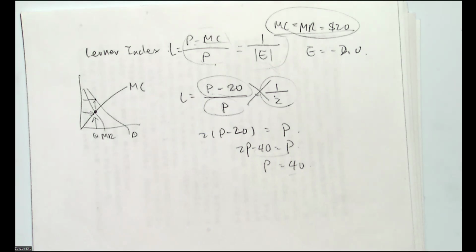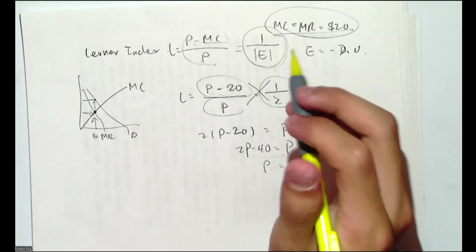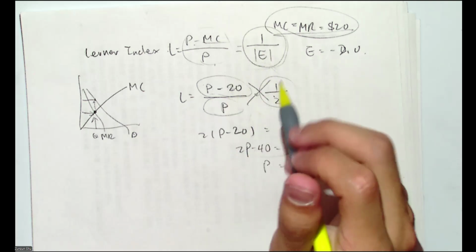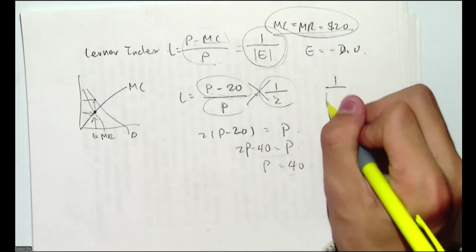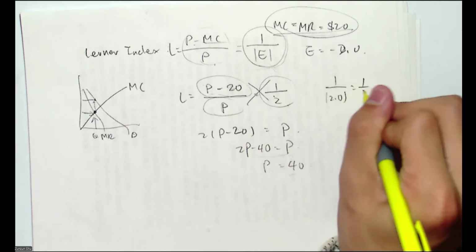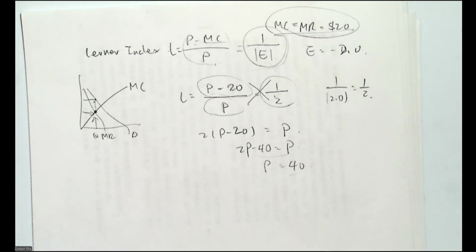Now, also question 6, which asks for the Lerner index, you could just use this. You don't even need to derive P yet. You just know 1 over the absolute value of 2.0, that's 1 over 2. You get a Lerner index of 0.5. The firm's price is 40.